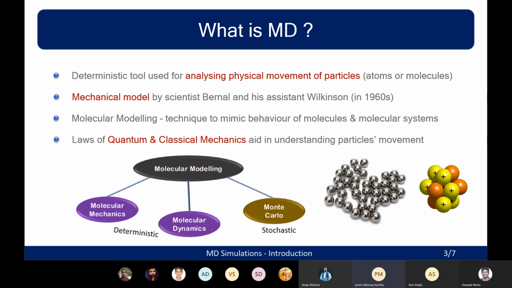So just to sum up, molecular dynamic simulations is a deterministic tool, meaning that it doesn't involve any randomness in the very algorithm of solving the equations. And this tool is basically used for observing the physical movement of particles, that is, how molecules behave when they are in molecular systems.